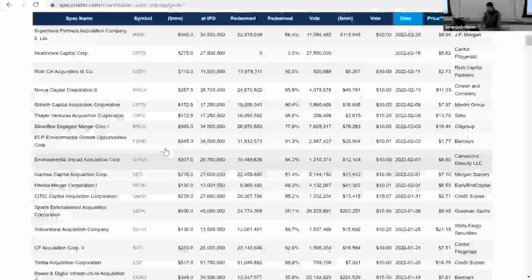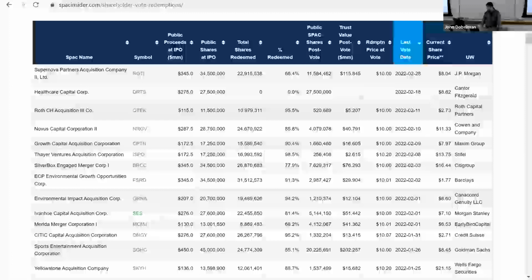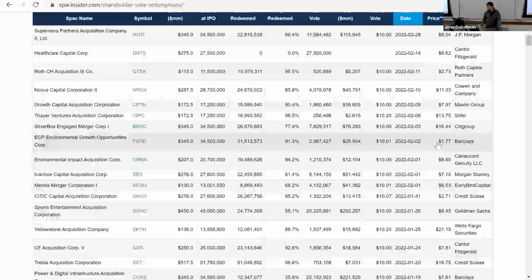And you can see the spread is kind of huge. That's why I recommend that whoever wants to short SPACs do a basket, don't short only one. If one of them squeezes, you may get in trouble.